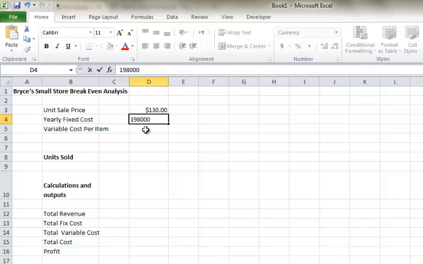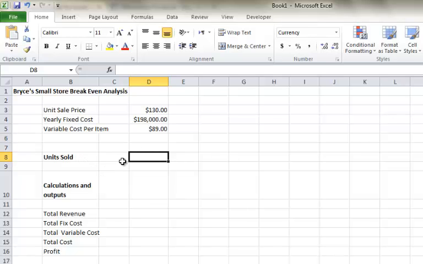So let's assume we have 198,000 for the total yearly fixed cost, and we are selling that table for 130, but it actually costs us $89 to produce. So here in this cell, which is going to be the number of items that we're going to be able to sell, here is the profit, which is going to tell us if we are in the positive. That means we're doing good, but the whole idea here is to see when we're going to break even. So the units sold, let's assume we just put 1,000 for now, and that helps us to keep track of all the calculation.